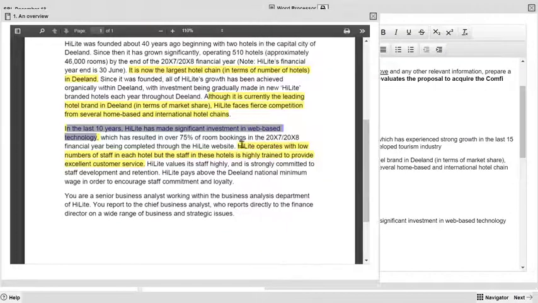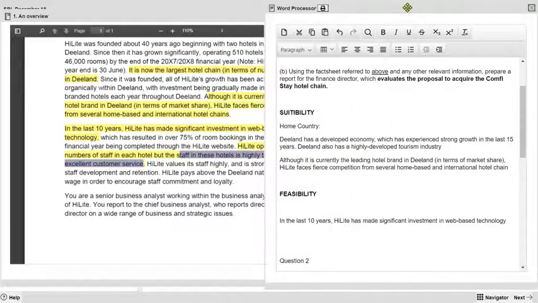Now staff in these hotels is highly trained to provide excellent customer service. Staffing, again an internal thing, so I will put here.